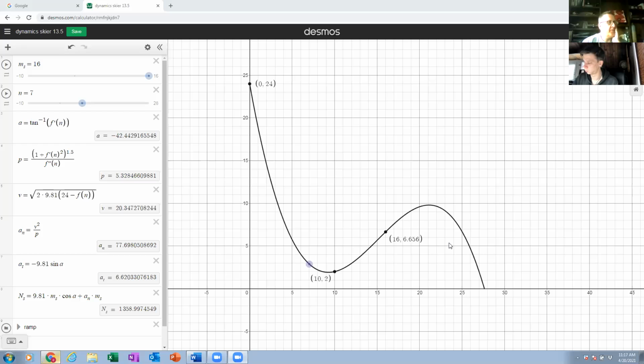I'm going to share a screen. I want to show you something. I made a Desmos to kind of model this. So take a look at this. Here's the skier skiing along, and I basically have all of these updating automatically. So this is the same order as on your sheet.